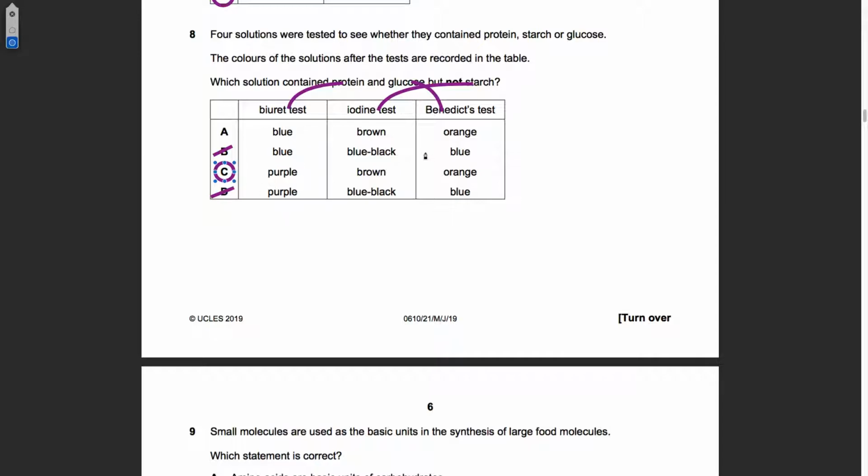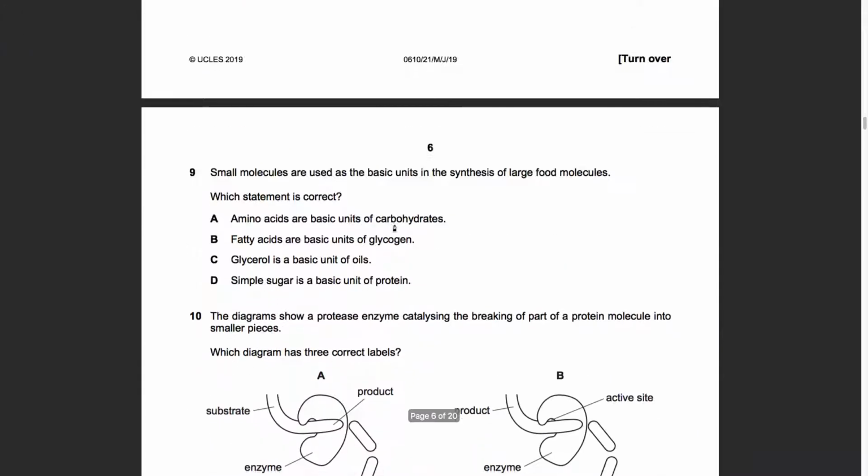But just to be sure, if we look at the test for Benedict's, that wouldn't have helped us anyway because it was the same answer. It was orange for both A and C. So it was only the Biuret test that would have allowed us to eliminate A and to find that C was the correct answer. Okay, number 9.